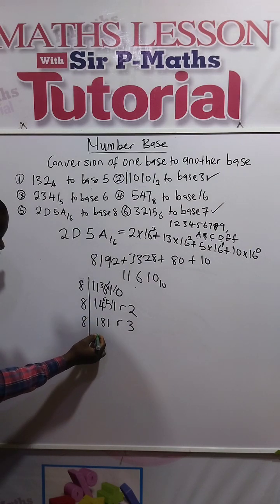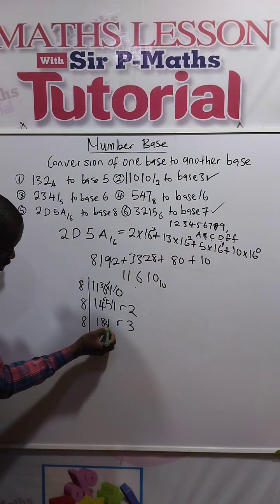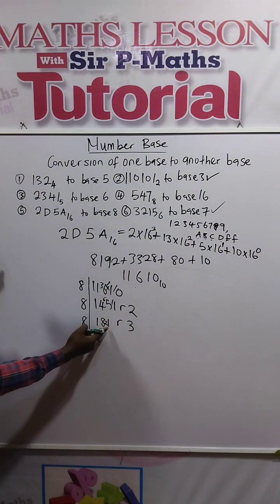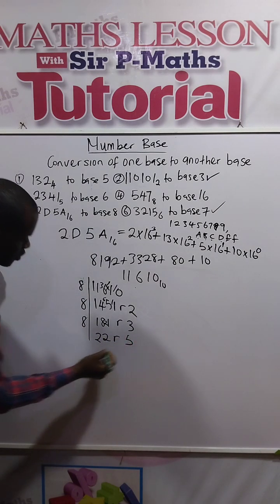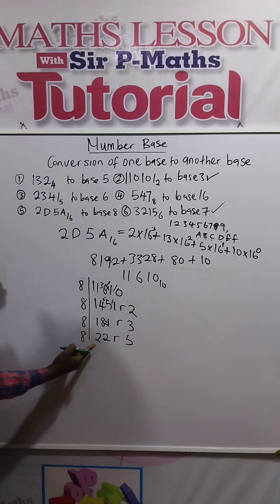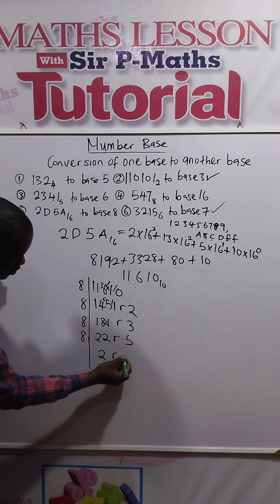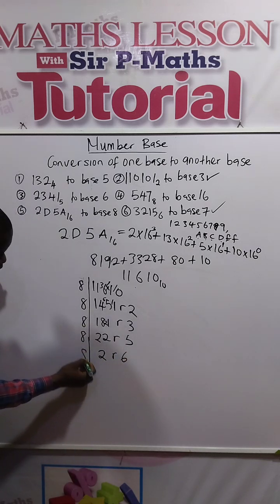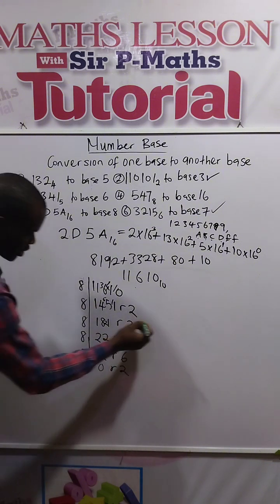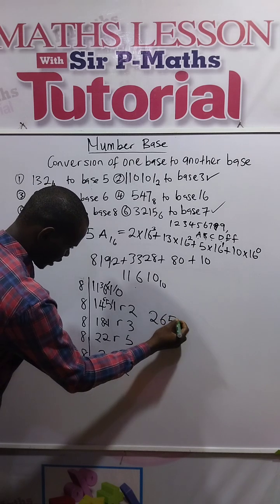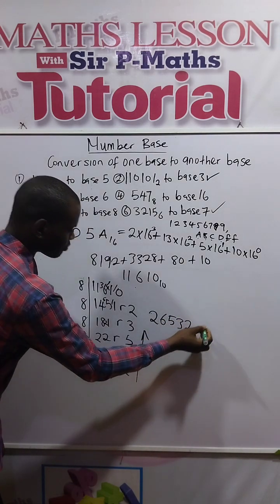8 divided 16 should give me, 18 should give me 2 remainder 2. Put the 2 in front of 1, you have 21. 8 divided 21 will give us 2 remainder 5. Now let's divide here. 8 divided 22 should give me 2 remainder 6. Now 8 cannot divide 2, so we have 0 remainder 2. So having converted to base 8, we obtain 26532. Remember, we are taking it from down to the up, and this is now in base 8.